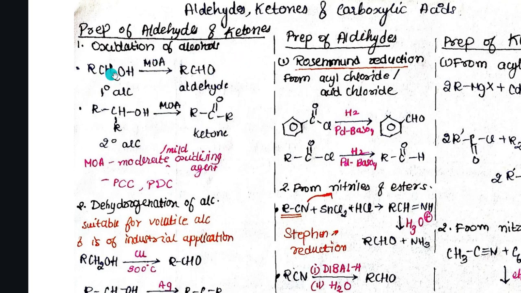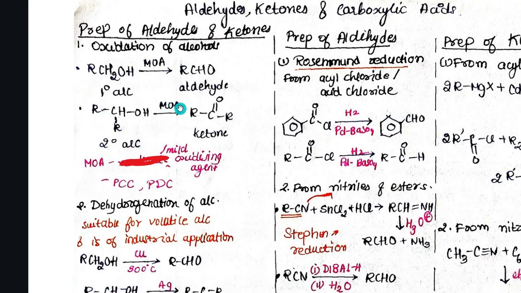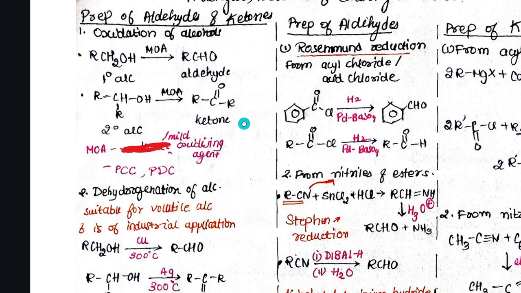RCH2OH, this is a primary alcohol. On mild oxidizing agents, they give RCHO, that is aldehyde. Instead of moderate, it's only mild. Then coming to secondary alcohol, if I talk again, mild oxidizing agent, they give us ketones. For example, mild oxidizing agents can be PCC and PDC.